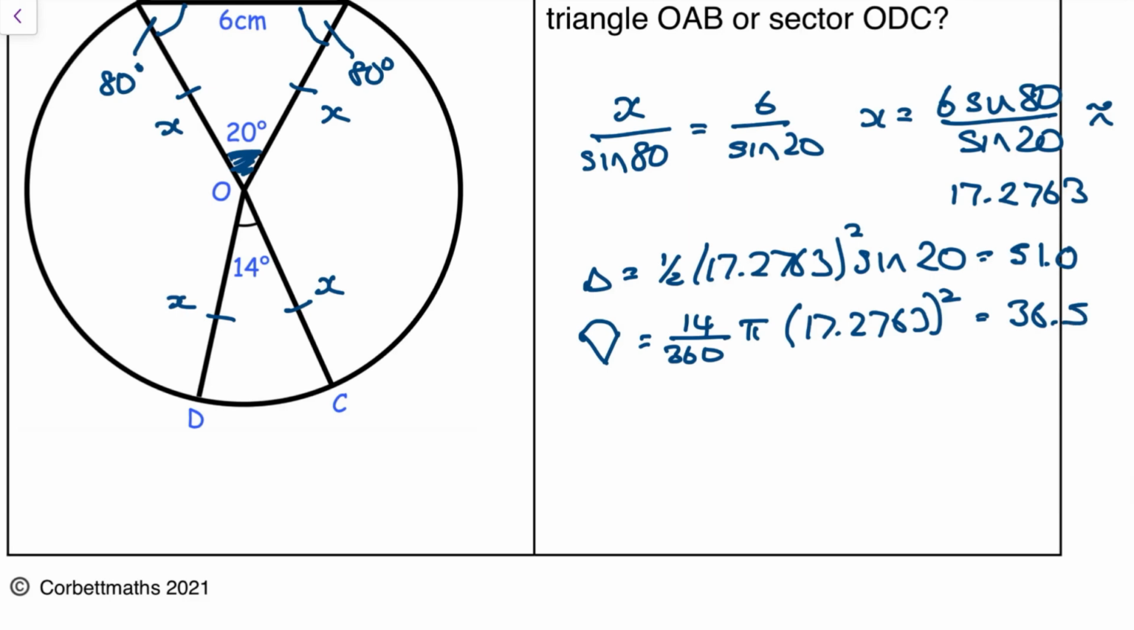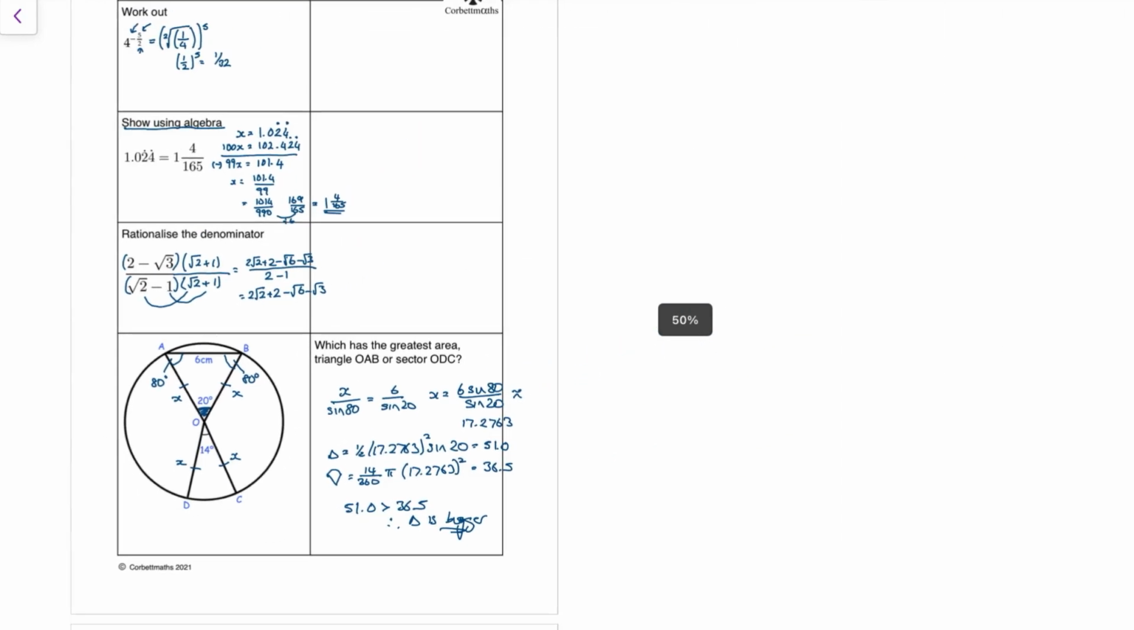Now answer the question. So I'm just going to be really clear. So 51.0 is bigger than 36.5, therefore triangle is bigger. Clear argument, clear conclusion, questions done for today.